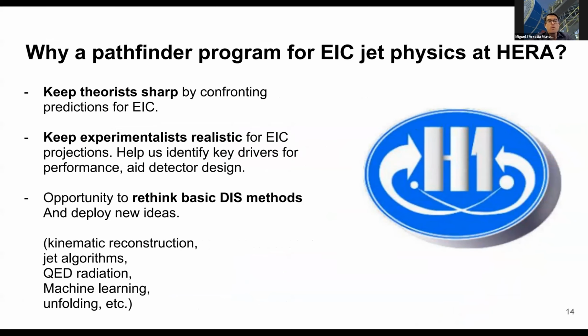So you may wonder why a pathfinder program for the EIC, in particular for future jet physics at the EIC, with HERA. And there are various reasons. One is that if we do this, we will be able to keep our theorists sharp. And by that, I mean that whenever they come with some idea and you propose an observable, they will do calculations, and we can actually test that right away to see whether that makes sense in unpolarized collisions. So we don't need to wait until the EIC comes to actually test those predictions.